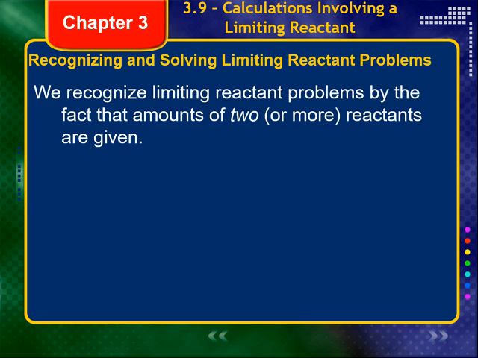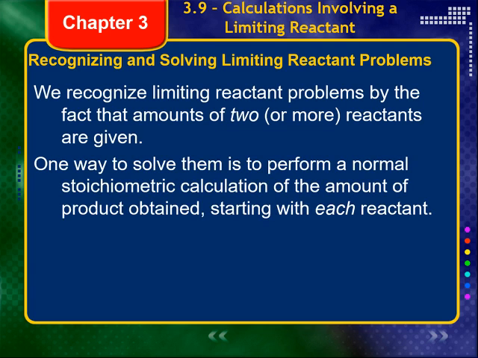So, when we're trying to solve limiting reactants, we should recognize limiting reactant problems by the fact that amounts of 2 or more reactants are given. There's a problem in front of you, I give you, or the test gives you, or the AP exam gives you amounts of 2 or more reactants in the problem. That's one of the dead giveaways that you're talking about some sort of limiting reactant problem. At least part of it will be a limiting reactant problem.